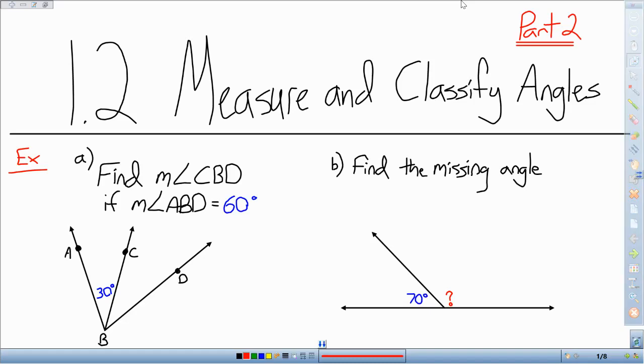What's up, everybody? So today we're looking at 1.2 Measure and Classify Angles Part 2. Okay, first things first, go ahead and get this title at the top of your paper.